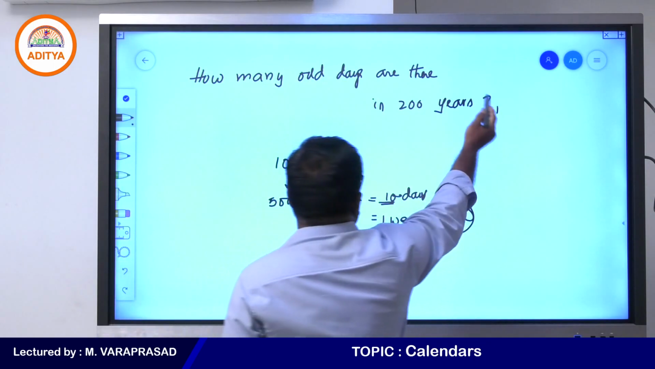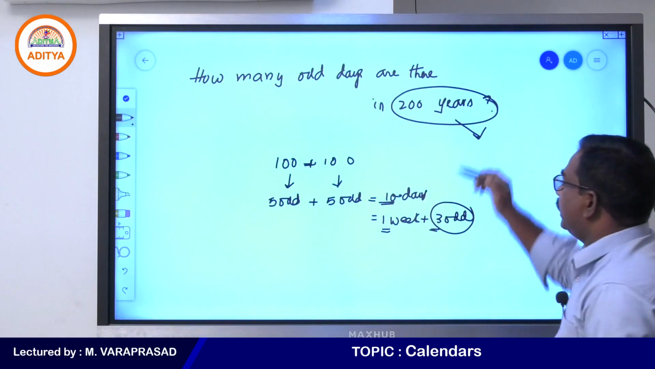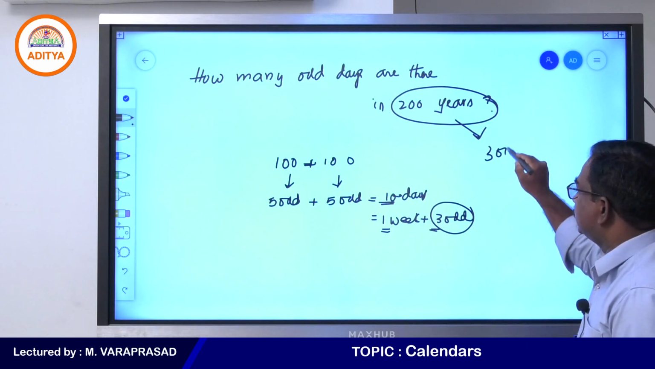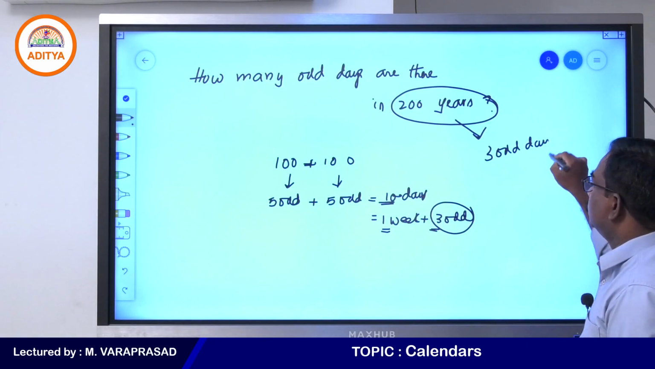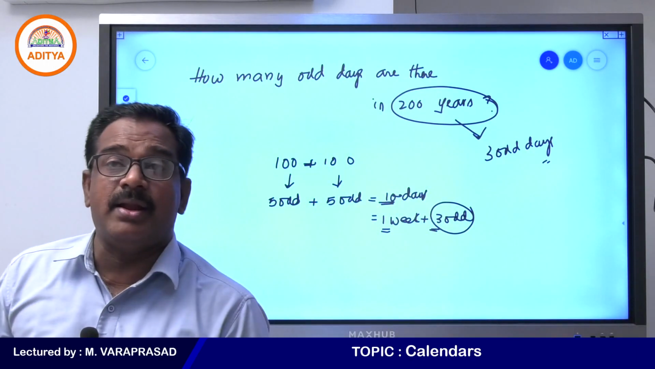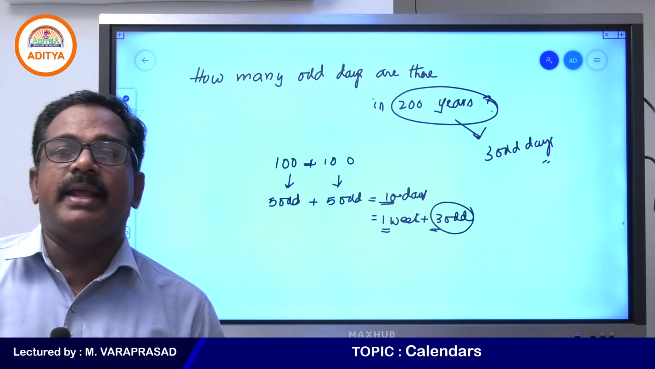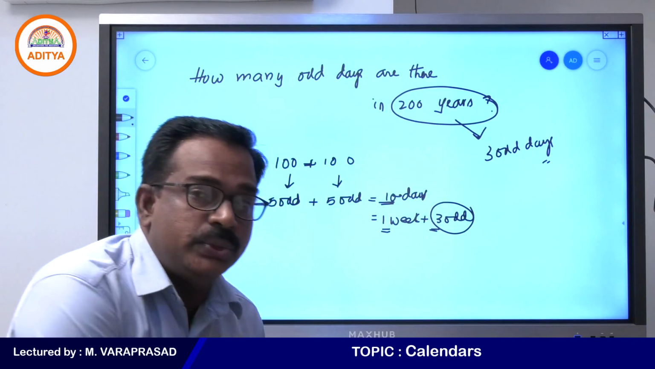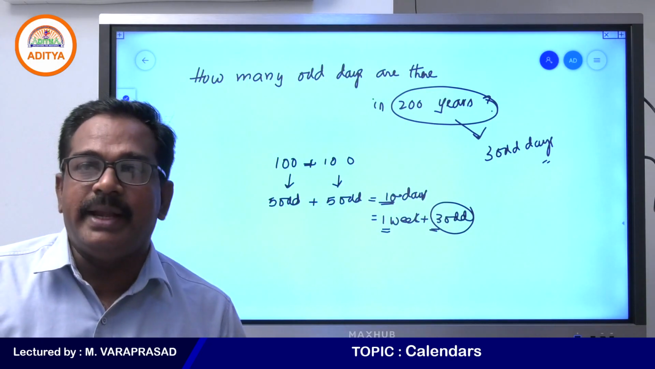So 200 years contains 3 odd days. Many of you wrote 10 days, but 10 odd days will not be there. 10 days means we can convert the 10 days into 1 week, and 3 days are remaining.